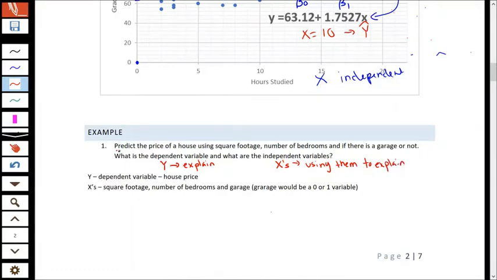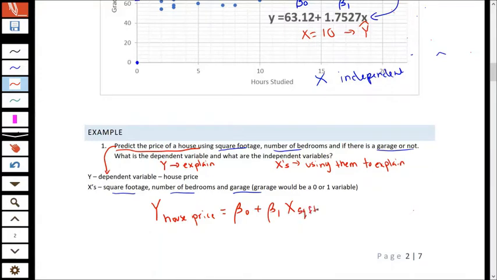So if we're trying to predict the price of a house, that means the dependent variable is house price. The y would be our house price. And the independent variables are anything that goes into that. It tells us to predict it using square footage, number of bedrooms, and whether there's a garage or not. So our x's are going to be square footage, number of bedrooms, and whether or not we have a garage. For that model, we don't know what the intercept is, but we would just say beta 0. We don't know what the coefficient is going to be, but we're going to figure out the relationship between square footage and house price. Beta 2 times that number of bedrooms.